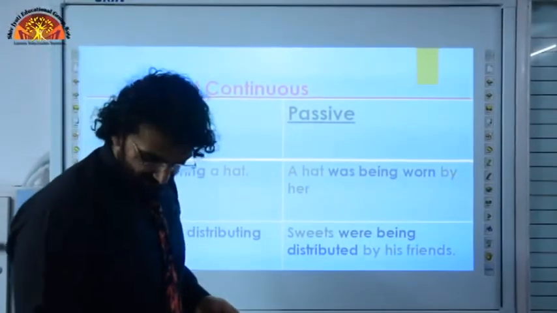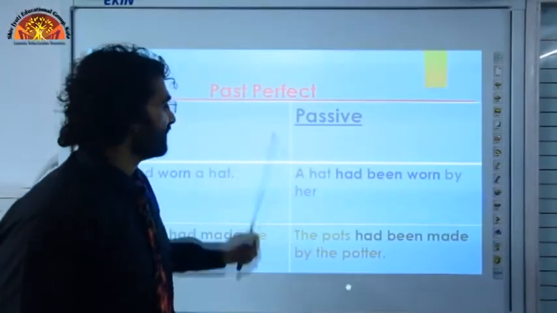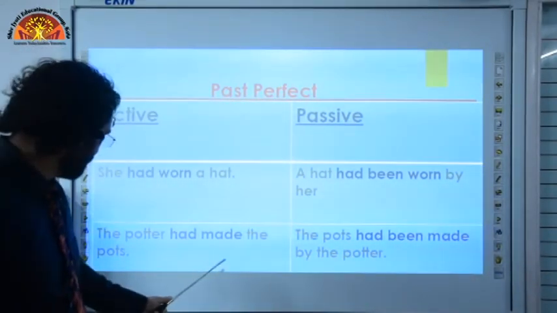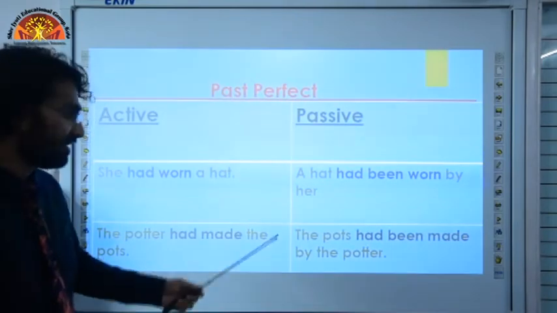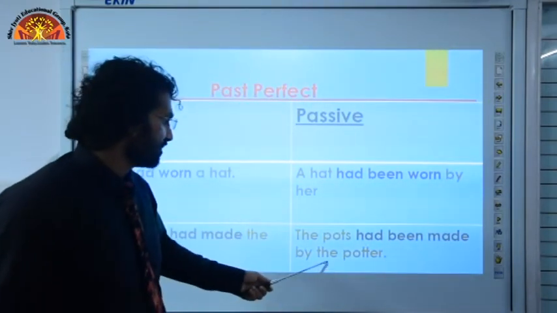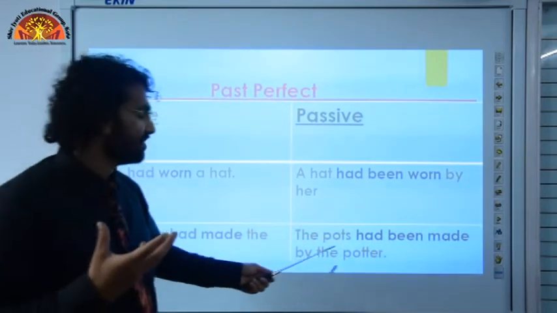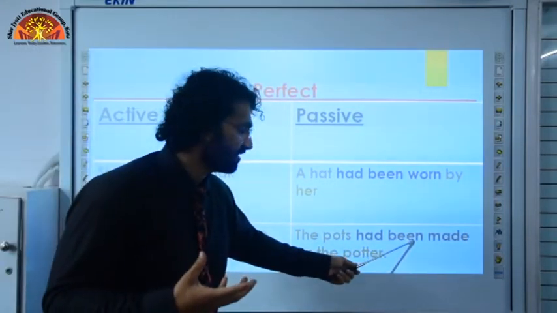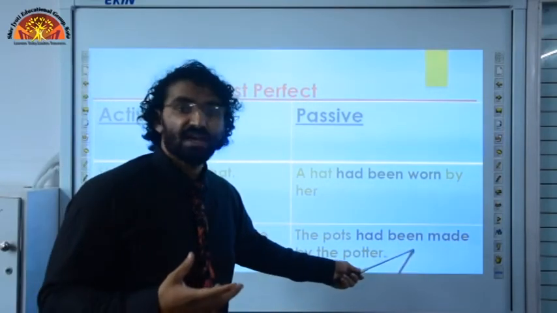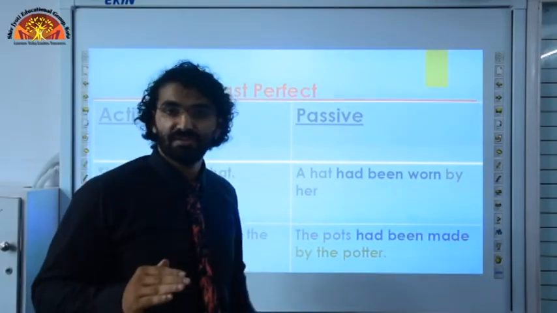To move forward, we have past perfect now. Let's see this example. The potter had made the pots. The pots had been made by the potter. You need to keep in mind this had been. For past perfect, we will bring in had been, and this is not very difficult.